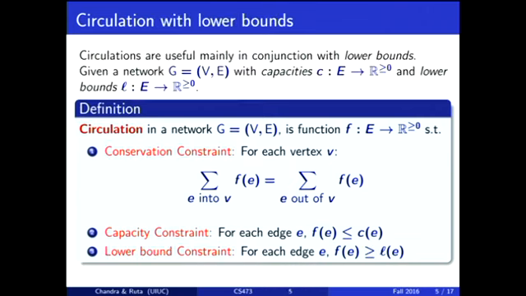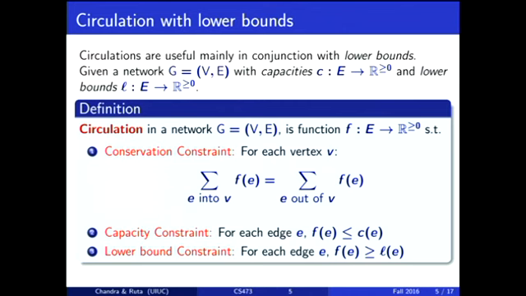Circulations are interesting or natural when you say, aha, I also have a lower bound on each arc and not just an upper bound capacity. So what do we have now? We have an additional number for each edge. We have an upper bound capacity, and we also have a lower bound, which says that I should have at least this much flow on each arc. Previously we said the flow on each edge should be a number between zero and the capacity. Now we say, no, you need to have at least some number, a lower bound, on each arc. Does that make sense?